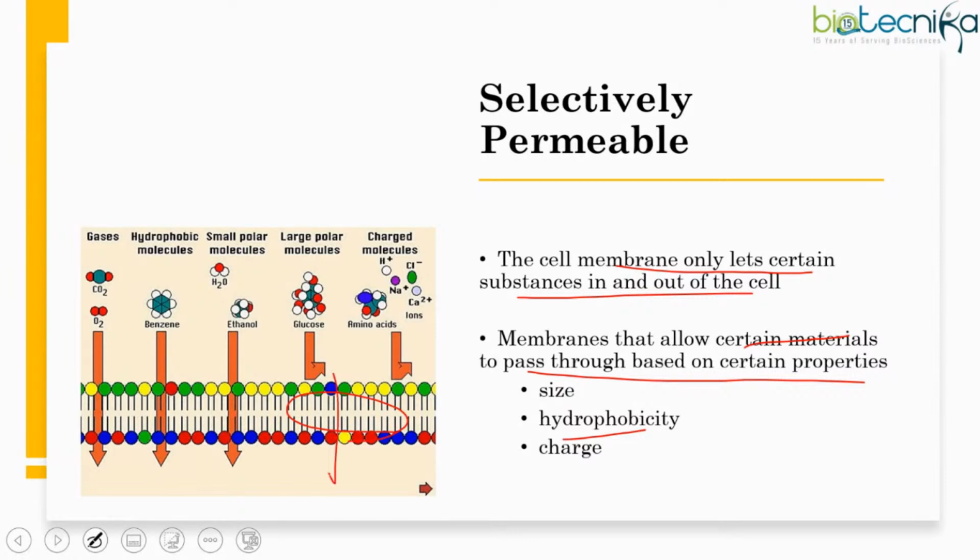Our membrane is hydrophobic, so anything hydrophobic can easily pass through it, because non-polar likes non-polar, and polar likes polar. Like will attract like, isn't it? So a hydrophobic substance will interact with the hydrophobic layer, and it will be able to move through easily, right?